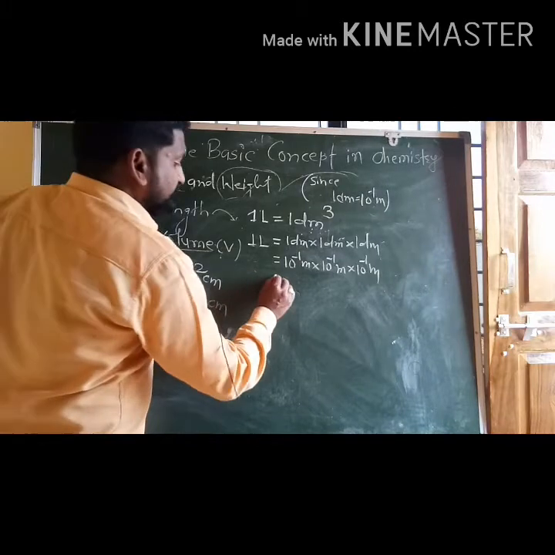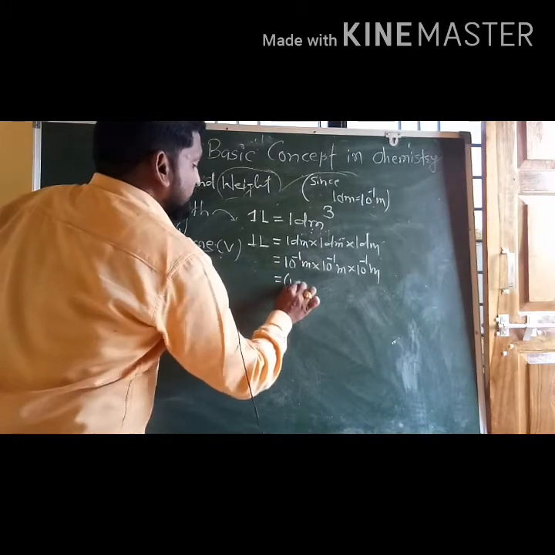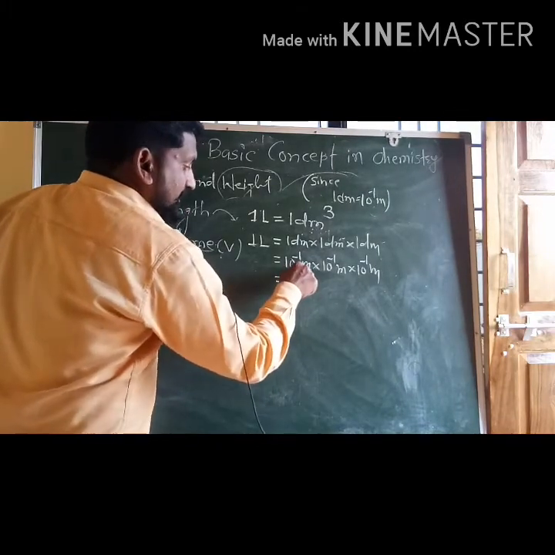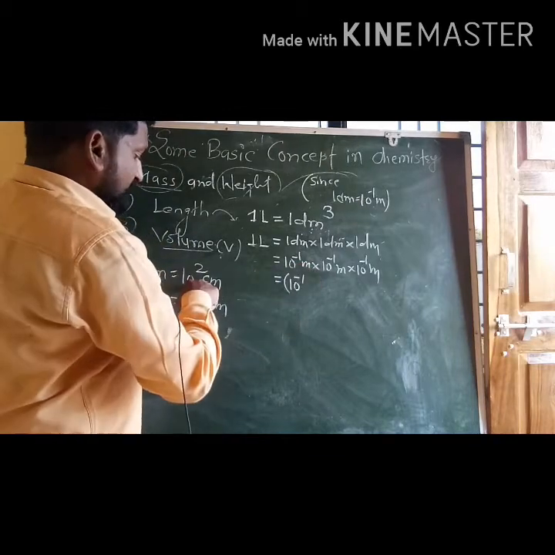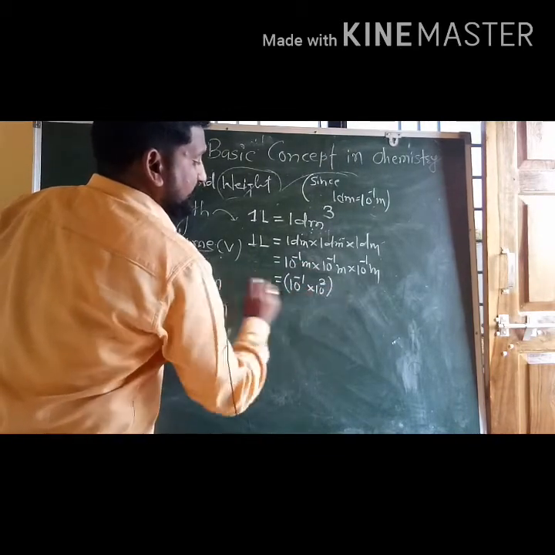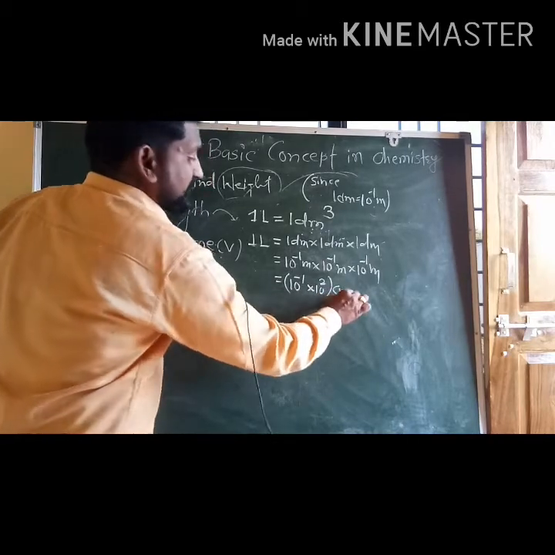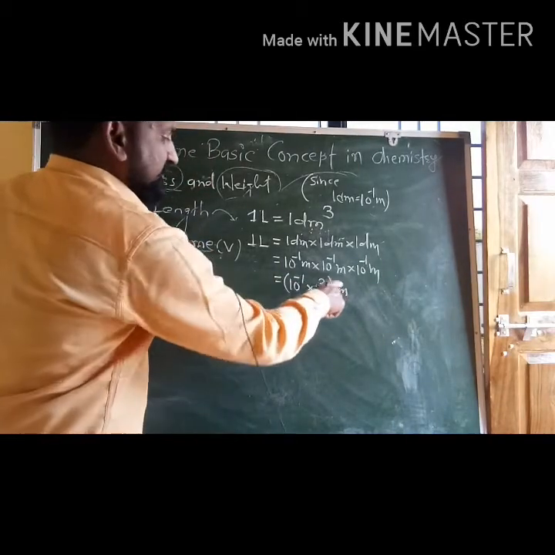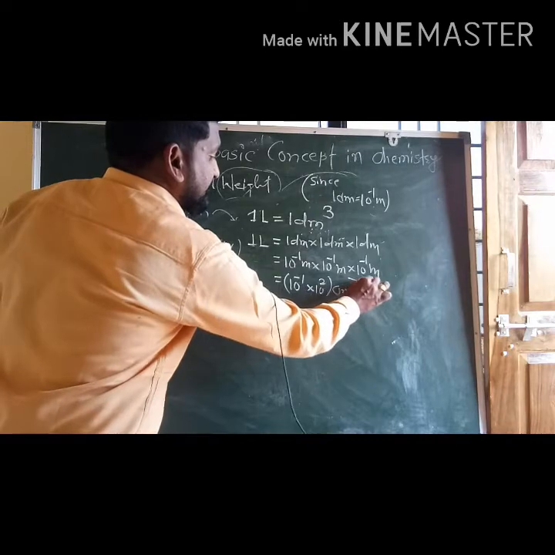In that way, see here, 10 to the power minus 1 and meter means how many? 10 to the power 2. So it will be 10 to the power 2. Okay, here centimeter, isn't it? Same and same. So here we can write cube.